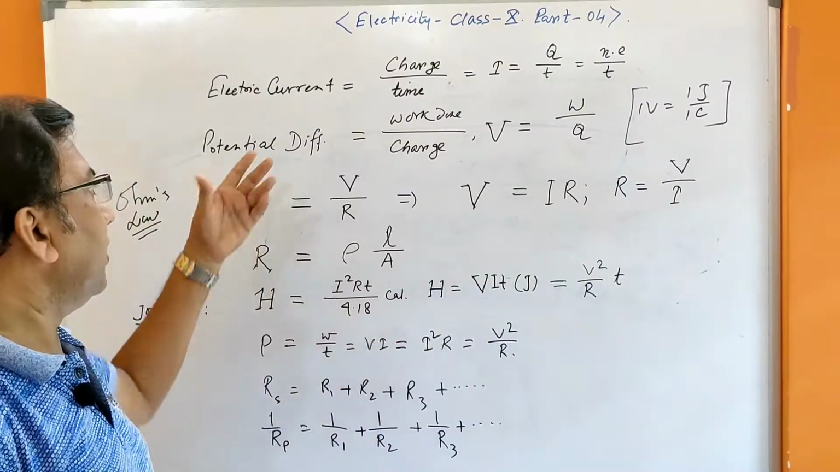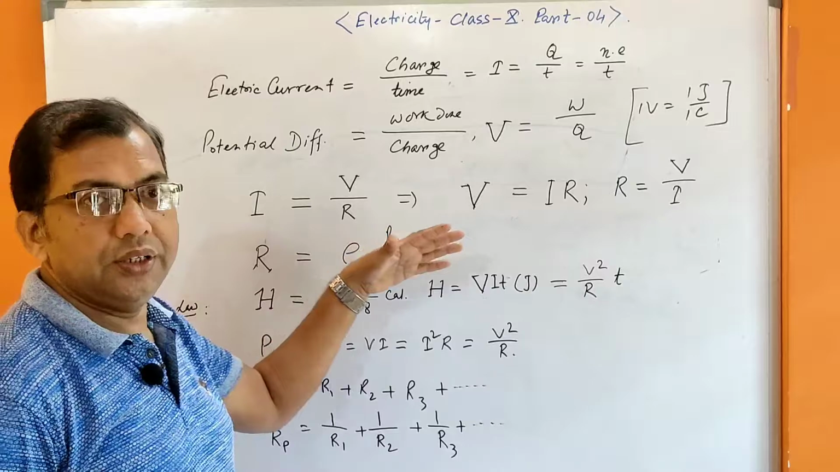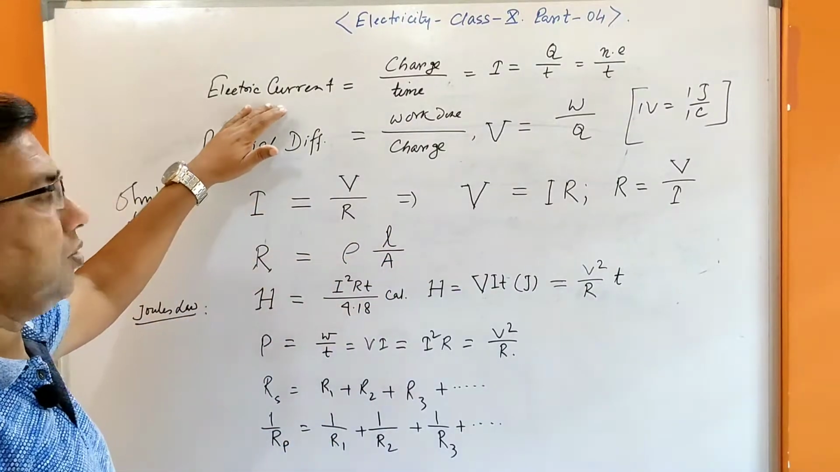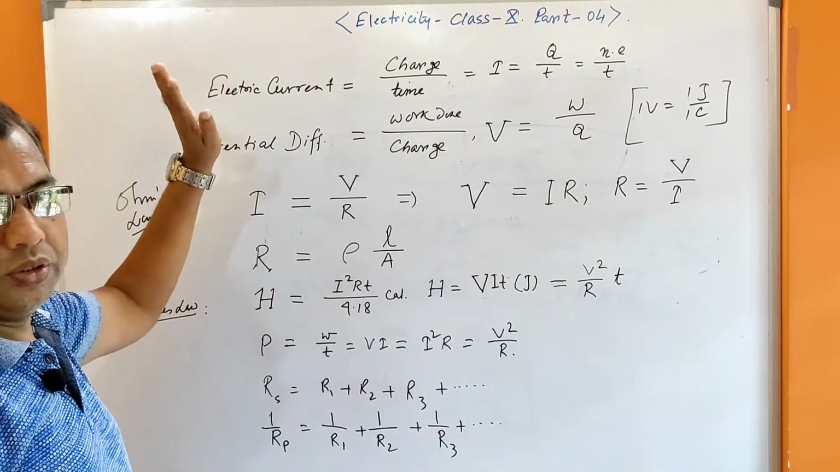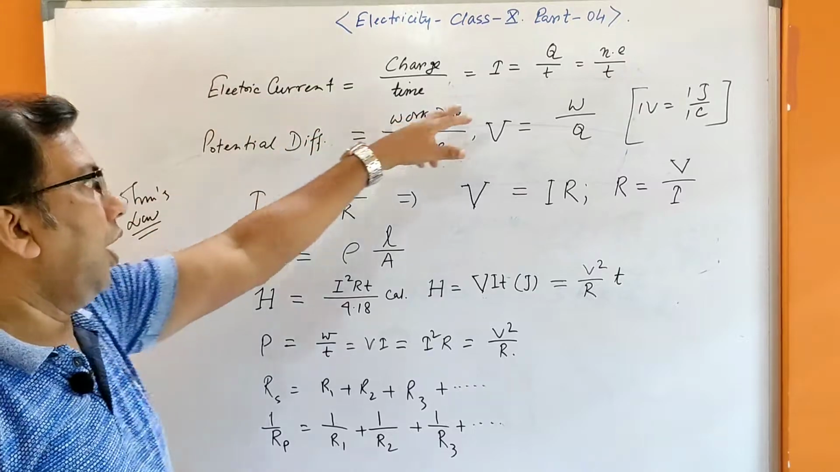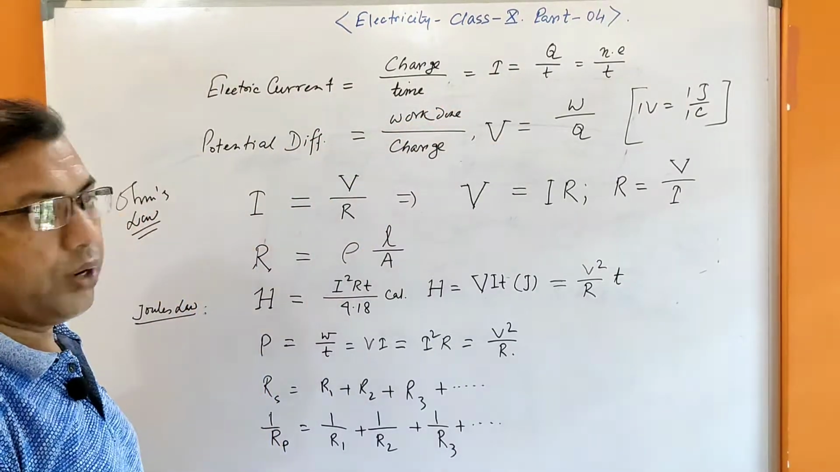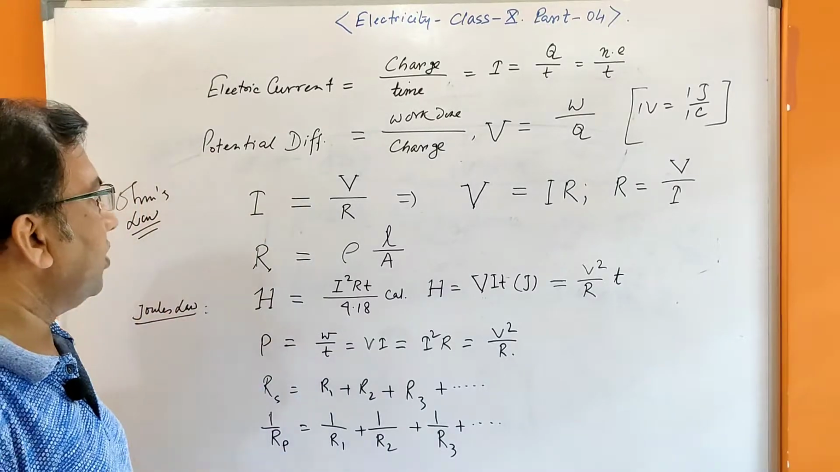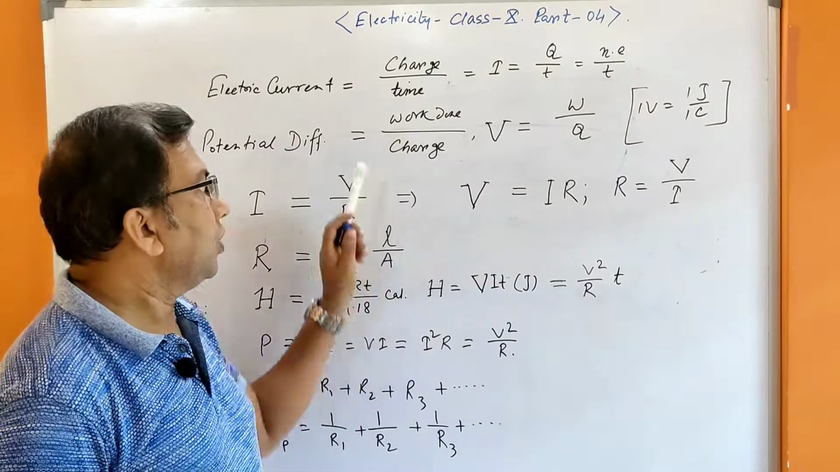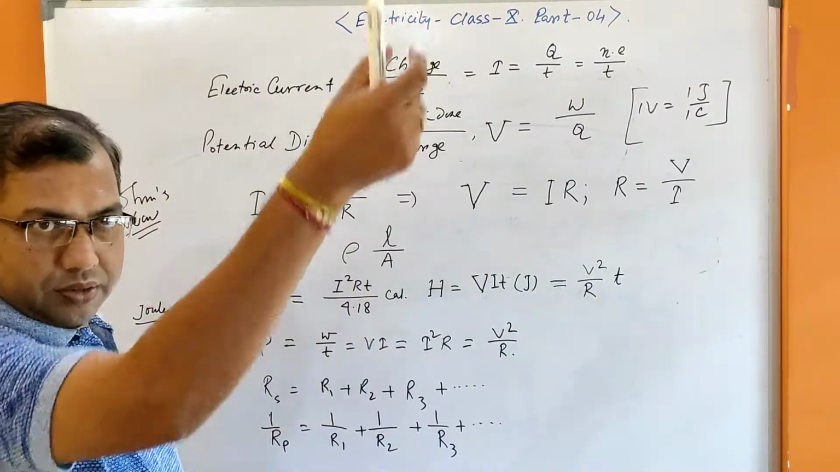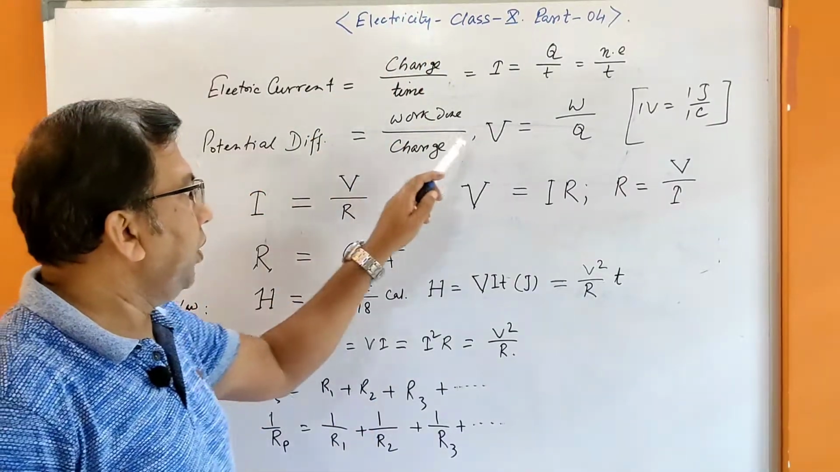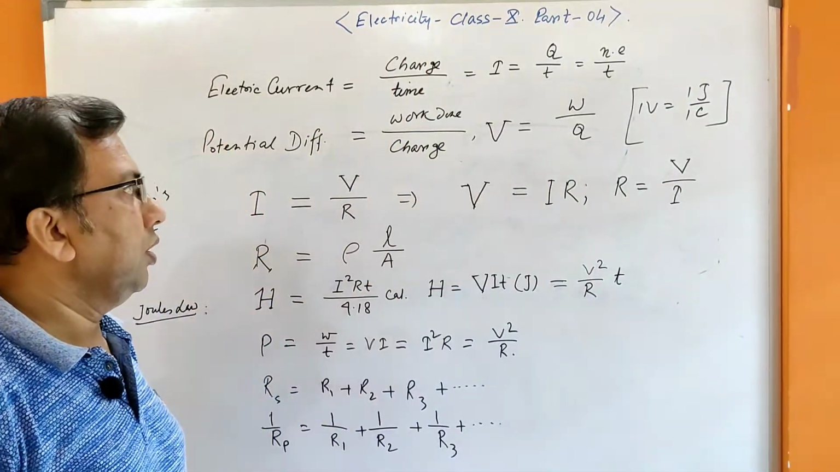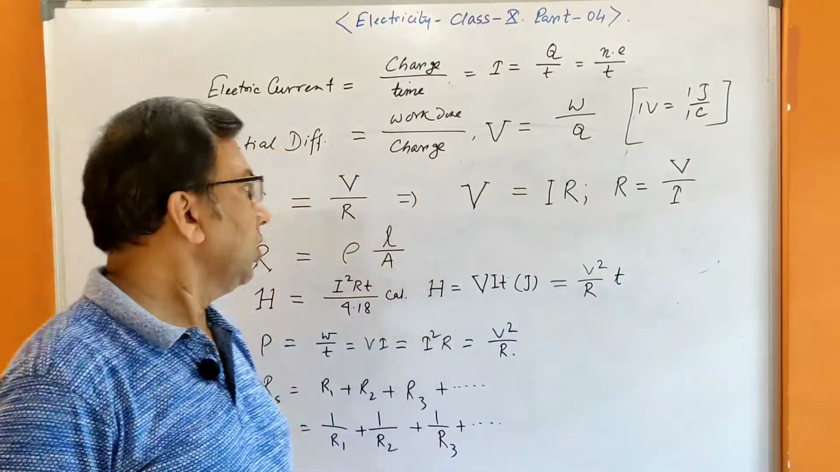But remember, how it is derived, the derivations I have already discussed. The electric current, what you know, is charge by time: I equals Q by T. Q equals I into T. Potential difference equals work done by charge, V equals W by Q. 1 volt equals 1 joule by 1 coulomb.